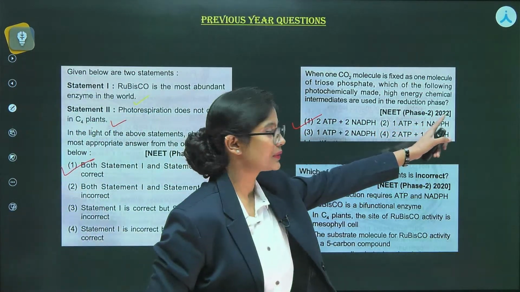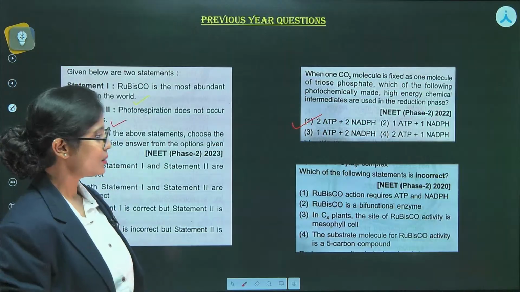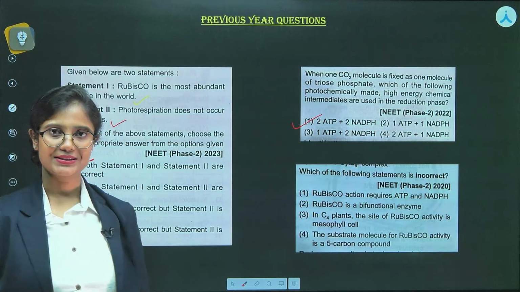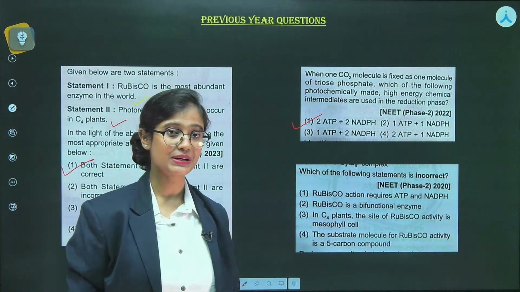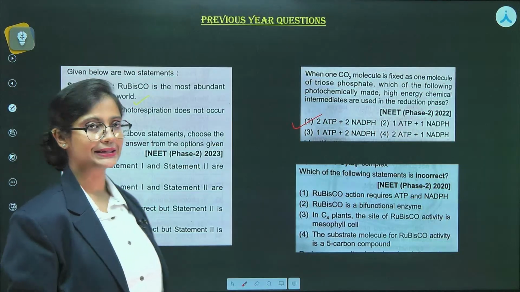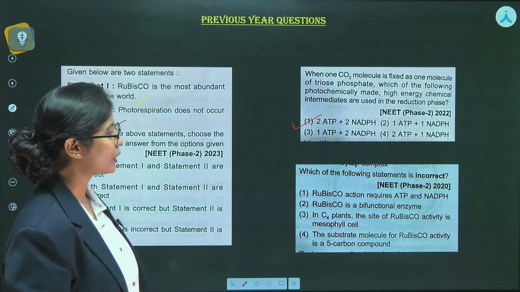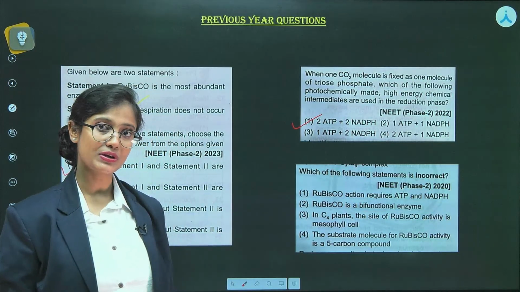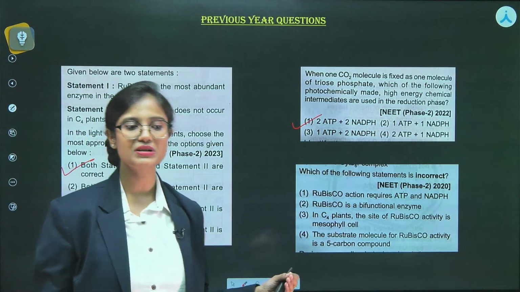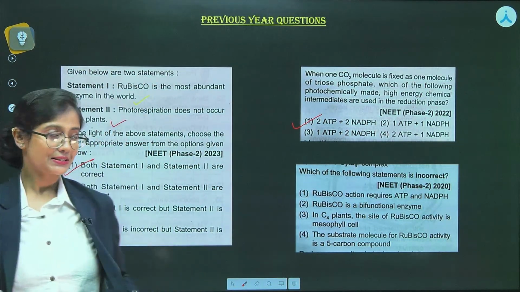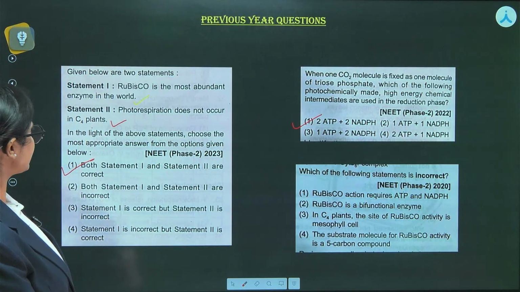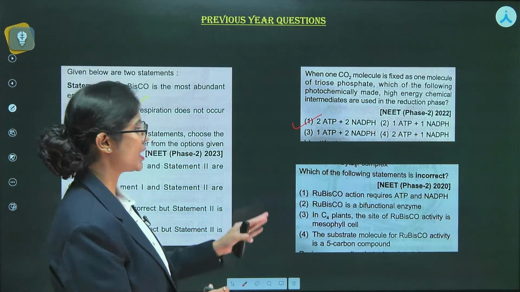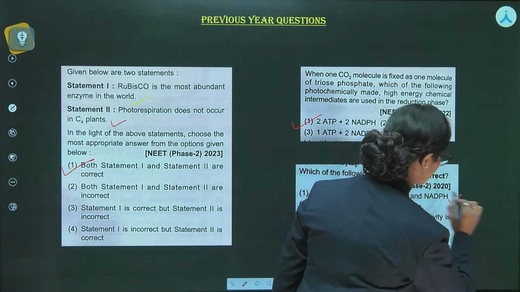Again, this is a question from the NEET 2022. Now, let's move ahead with the next question which says, which of the following statements is incorrect? इसमें से कौन सी statement गलत है? Let's see. The first one is Rubisco action requires ATP and NADPH. So yes, it is absolutely correct. Rubisco enzyme, which is the most abundant enzyme on this earth, requires assimilatory power to work. Those are ATP and NADPH. तो ये statement हमारी correct हुई.